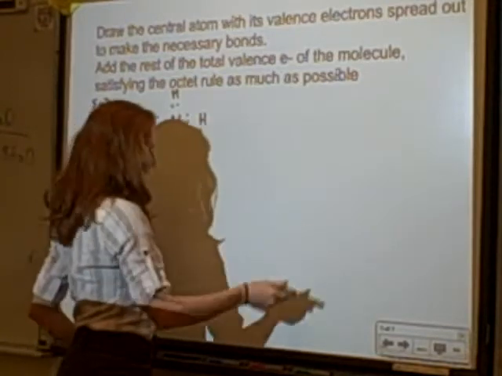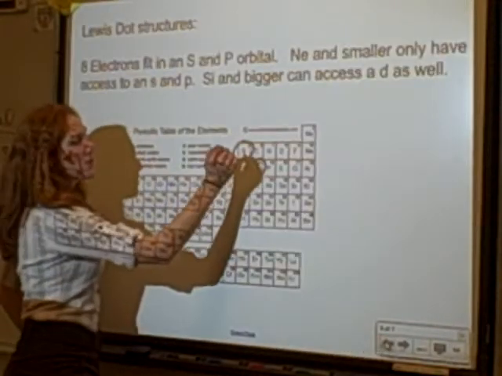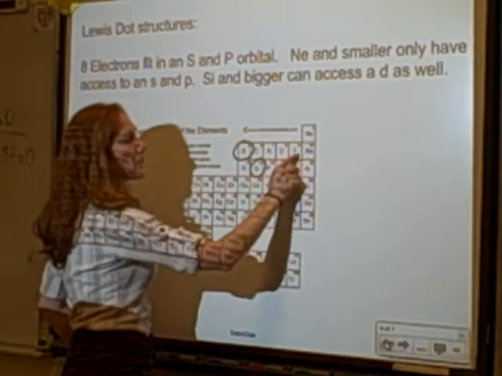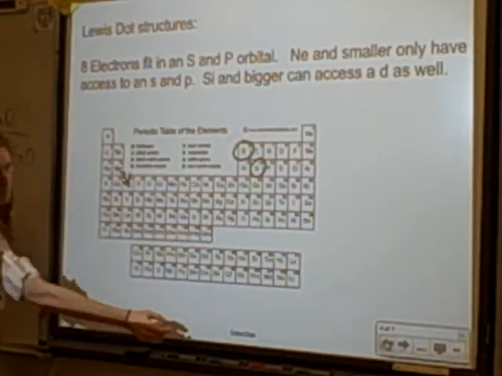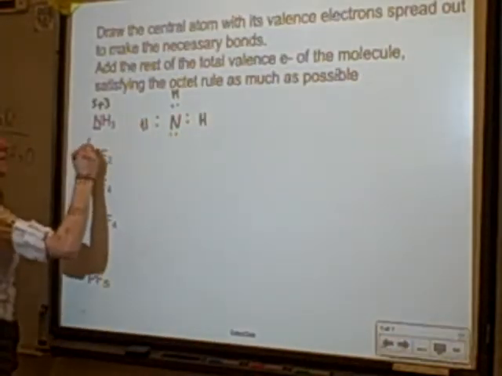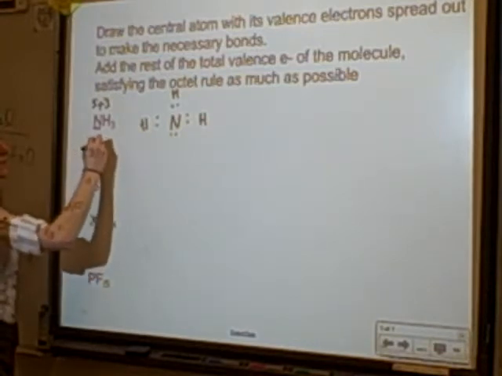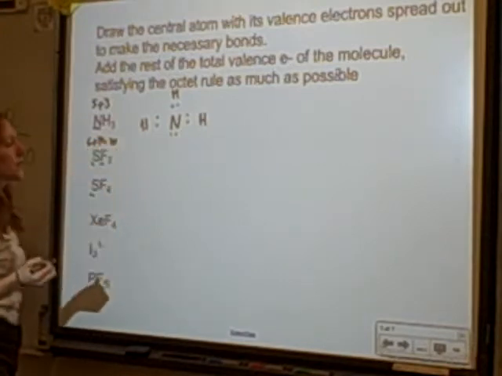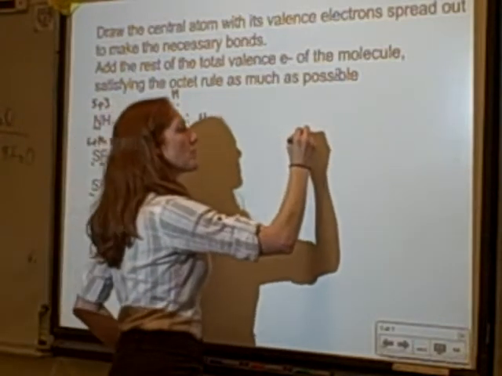Then with the SF2. So sulfur, if I look back at the periodic table, has 6 valence electrons, 1, 2, 3, 4, 5, 6. Fluorine has 7, right? It's 1 short of the noble gas. So, in SF2, I'm going to have 6 for this guy, 7 for each of these. So 7 times 2 is 14. Alright, so I'm going to have 20. I know sulfur is probably going to go in the middle because there's one of those. So I'll put sulfur in the middle.